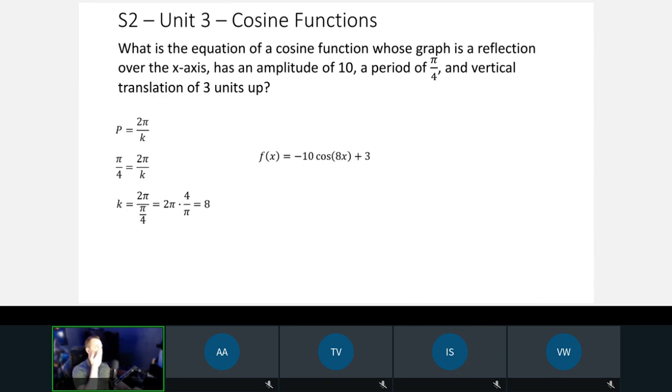All right, this one you're given information, and really the key thing that we need to do to create this equation is to find what your k value is, because you're given everything else we need. You're given the vertical shift, you're given the amplitude, and the fact that it's reflected over the x-axis makes it negative. So you have to calculate the k value using that formula I talked about a few pages ago. For cosine, it's 2 pi over k equals p, and we just plug in p and solve for k.